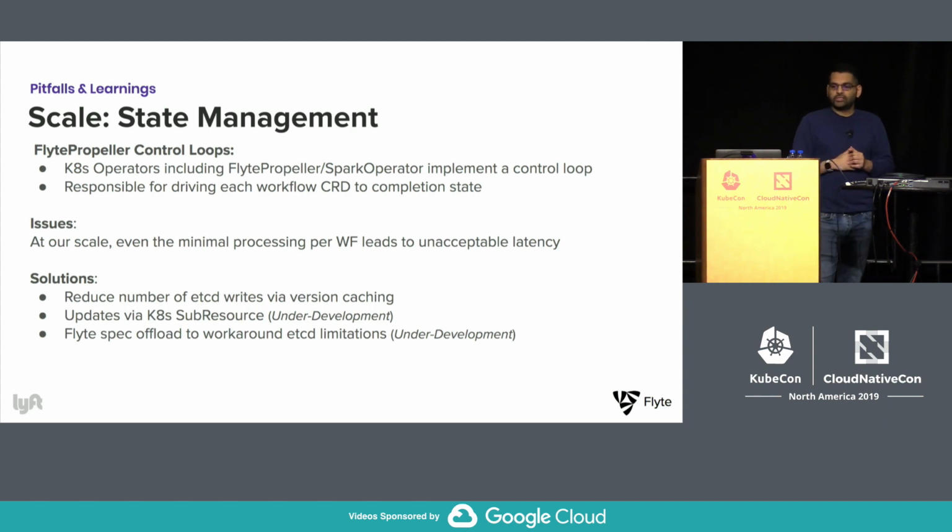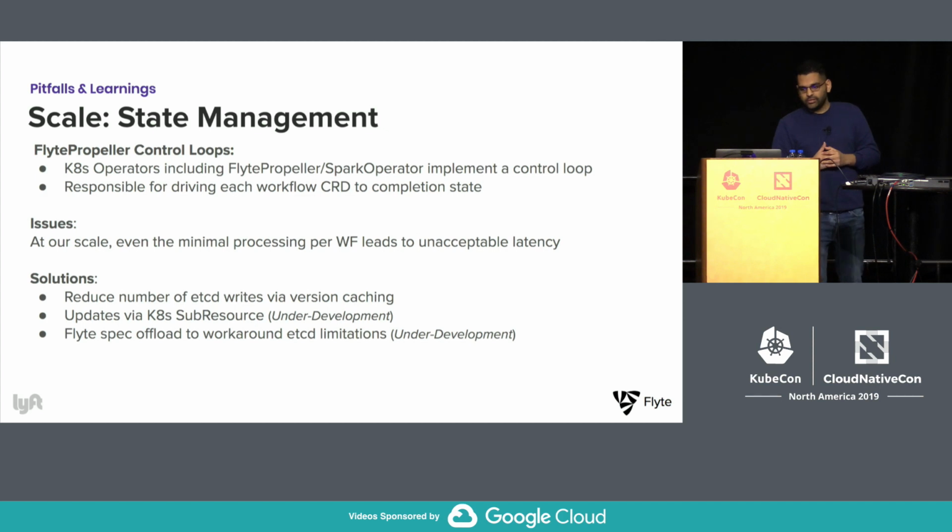One of the ways we solved it is by implementing a version cache, where we store the last written version to etcd in a separate cache. And if we get an older version for that CRD from the Informer, we will just discard it, thereby saving processing time, as well as time spent trying to write to etcd.